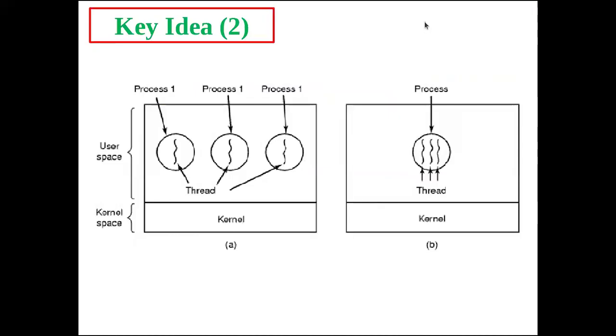Now let us move to the next important idea. In the previous discussion, we clearly separated the concept of process and its execution state. Now we are going to visualize that idea using this particular diagram. Look carefully at the figure on the side. We have two parts. Diagram A towards left and diagram B towards right. Both show user space, kernel space, a process, and the threads inside the process. So diagram A towards left is multiple threads in a process.